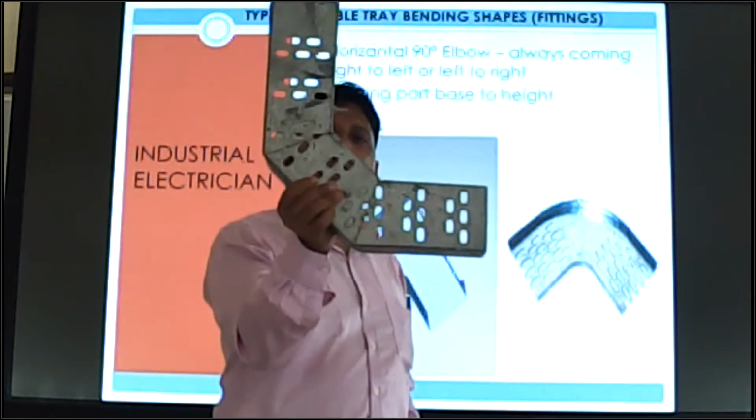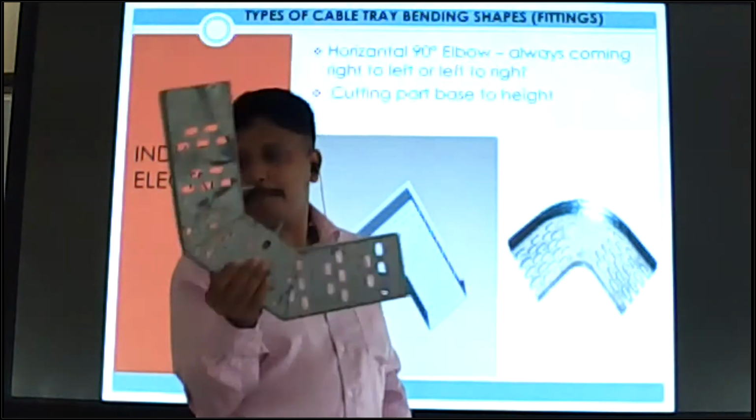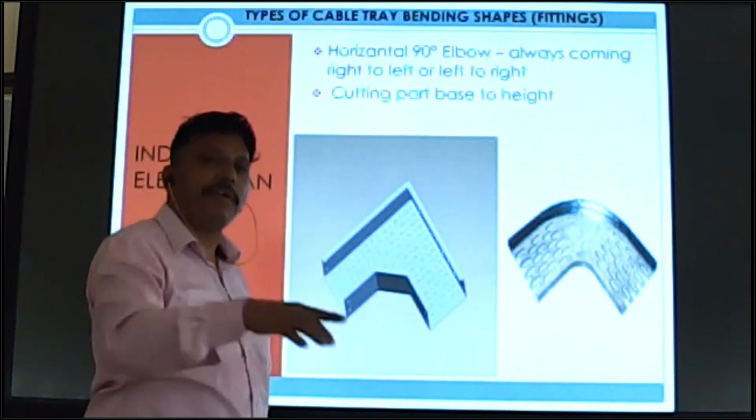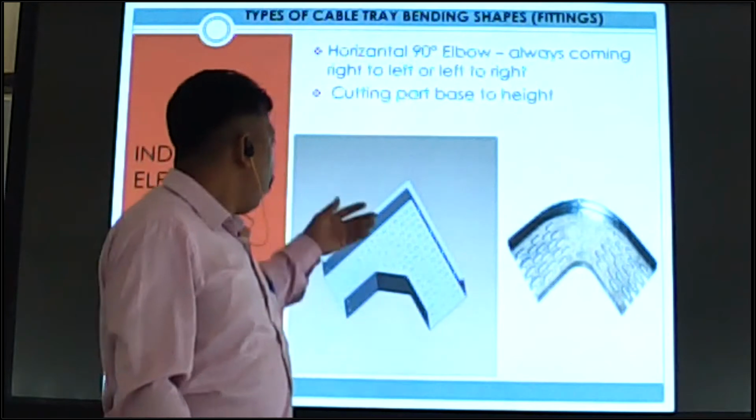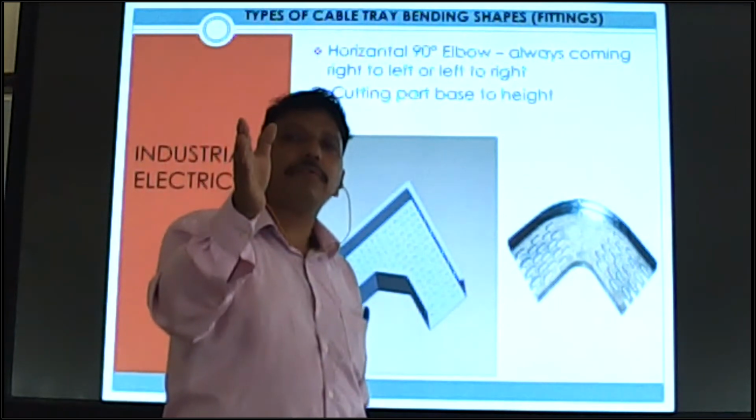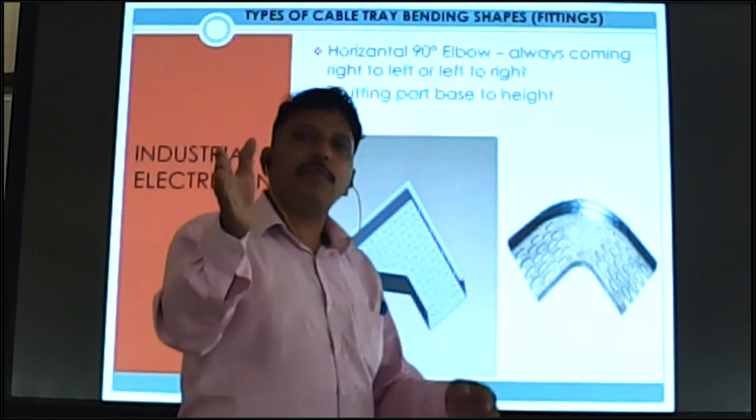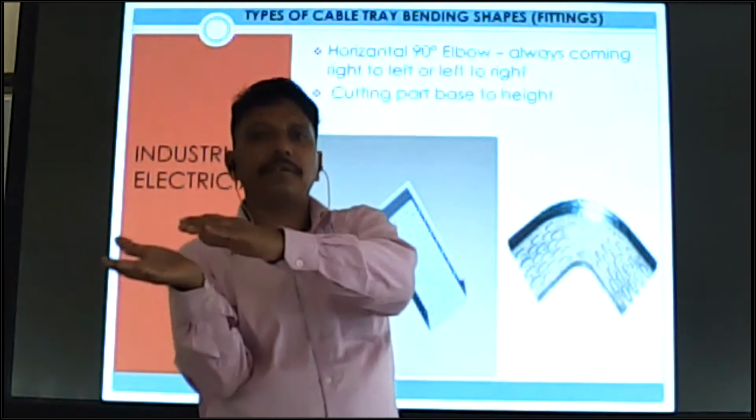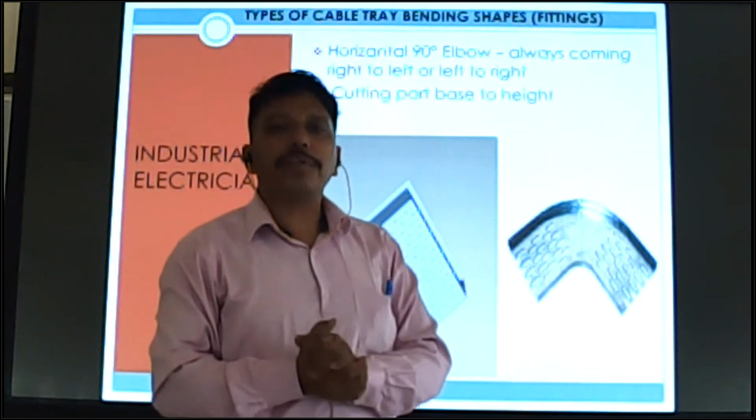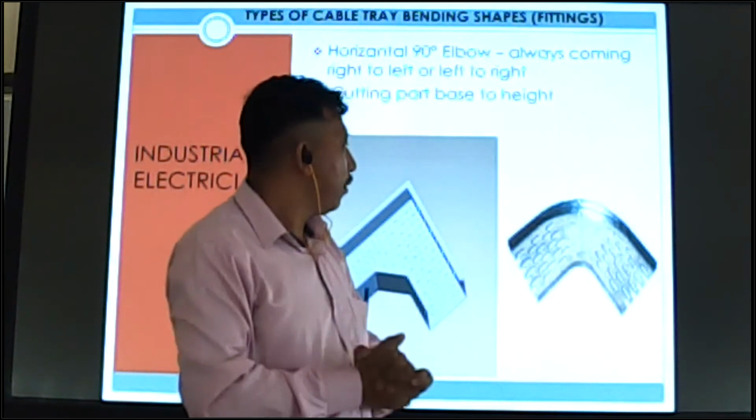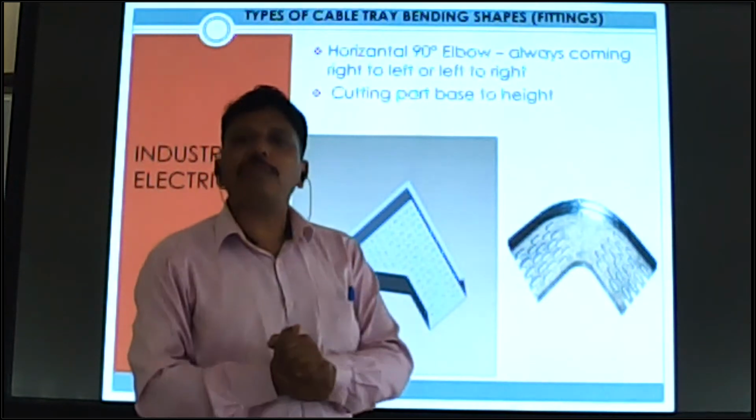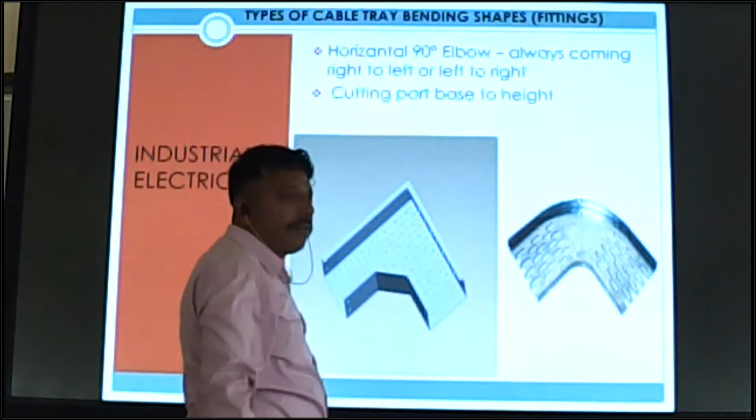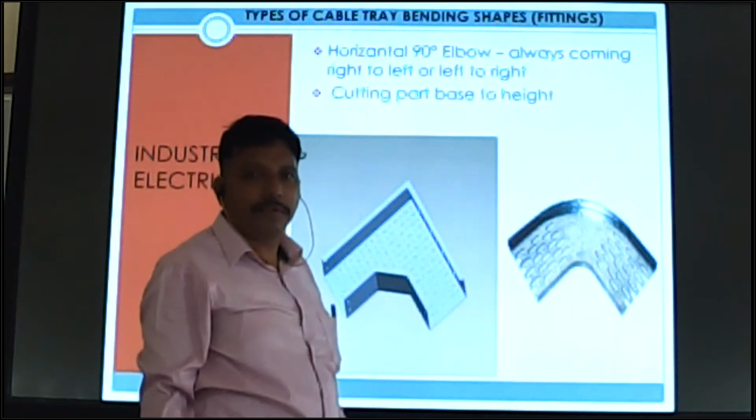Okay, so this is the horizontal 90. In this slide, you can remember the horizontal 90 is used if your cable tray route goes right to left or left to right. That time we can use a horizontal 90 elbow. And a horizontal 90 elbow always has the cutting part base to height. Only two things you need to be clear about on this slide.